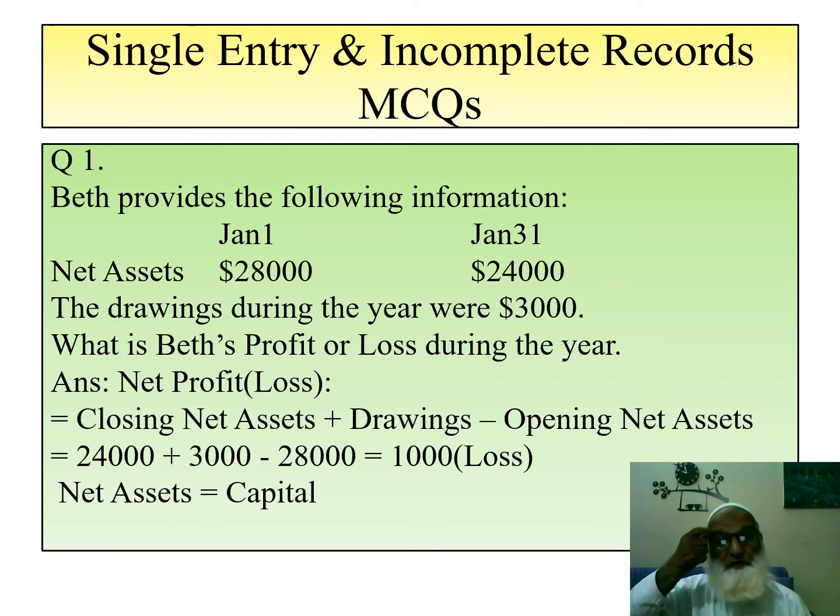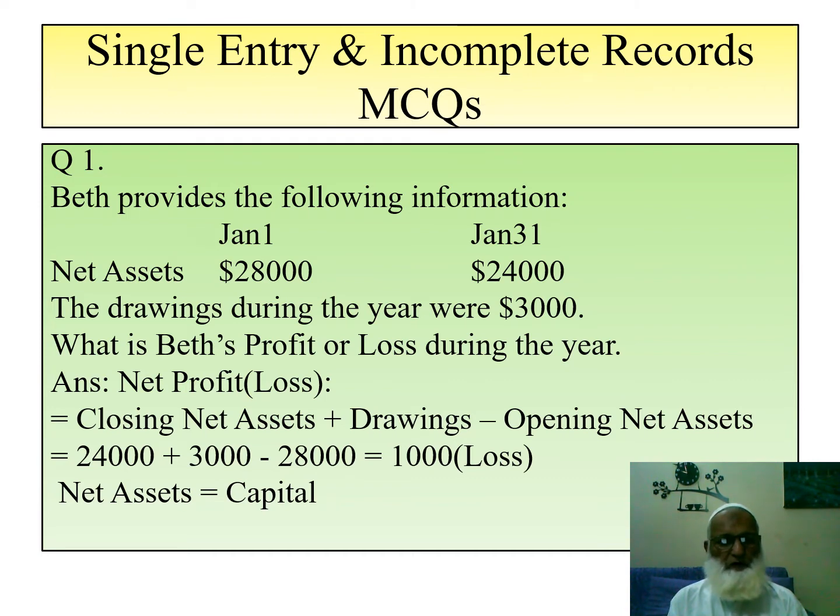Beth provides the following information: net assets on January 1 are $28,000, and on January 31 it is $24,000. It is decreased. The drawings during the year were $3,000. What is Beth's profit or loss during the year? See over here that we have the information related to net assets, but we have to find out the net profit or loss out of this information. So how to do this?